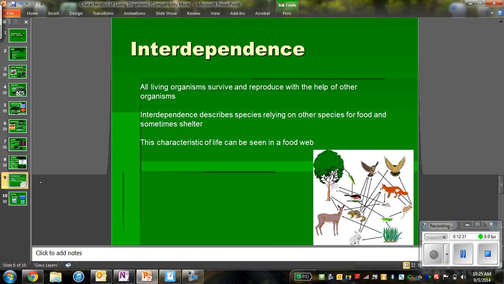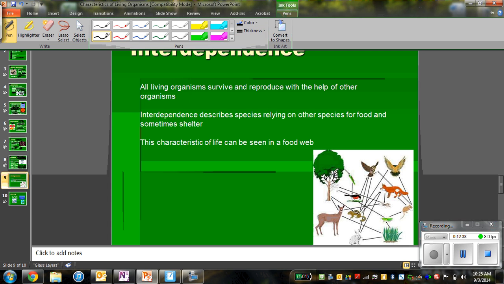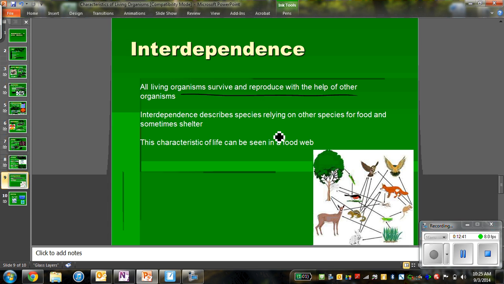Okay? Last one is interdependence. All organisms survive and reproduce with the help of other organisms. The best way to visualize this is by looking at a food web. Species rely on each other for food and shelter. Take a look at the squirrel right here. The squirrel eats the acorns from the oak tree. It also can live in the tree, or near the tree. But then it is food for owls and foxes and other organisms in the environment.